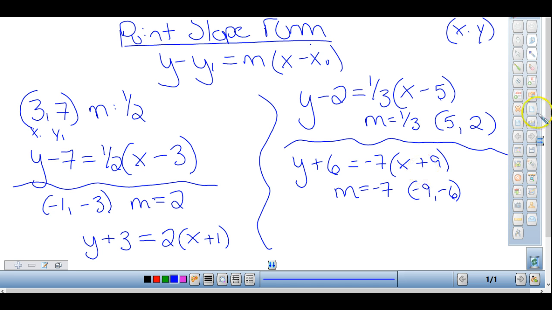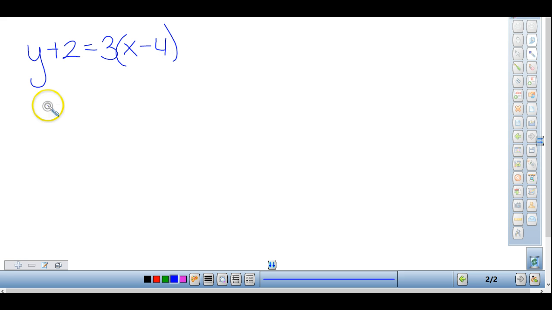Okay, if I've got y plus 2 equals 3 times x minus 4, my slope is 3. My point, the x is over here. It's supposed to be a minus, so I get 4. Over here it's supposed to be a minus, so it's -2. So be careful that you're using the end stuff over here to get your x, and the beginning stuff to get your y.